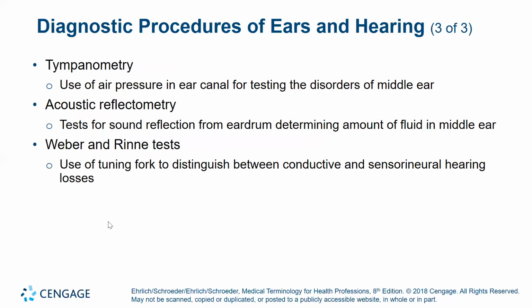Some more terms that we have: tympanometry, use of air pressure in the ear canal for testing disorders of the middle ear. Acoustic reflectometry, these are tests for sound reflection from the eardrum, and this determines the amount of fluid in the middle ear. We have the Weber and Rinne tests, use of a tuning fork to distinguish between conductive and sensorineural hearing losses.